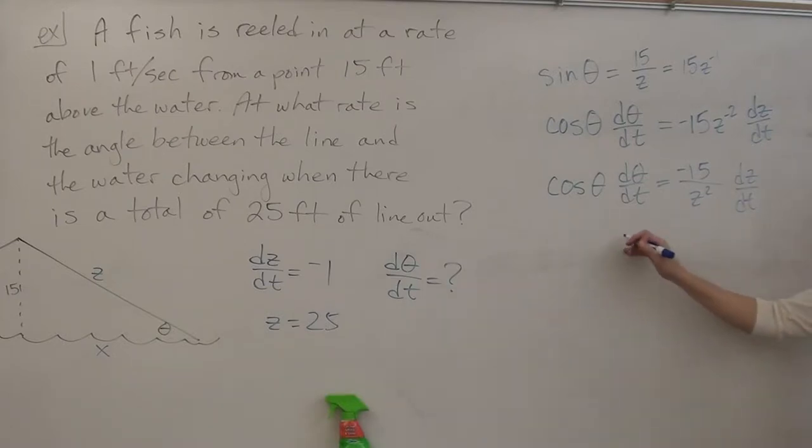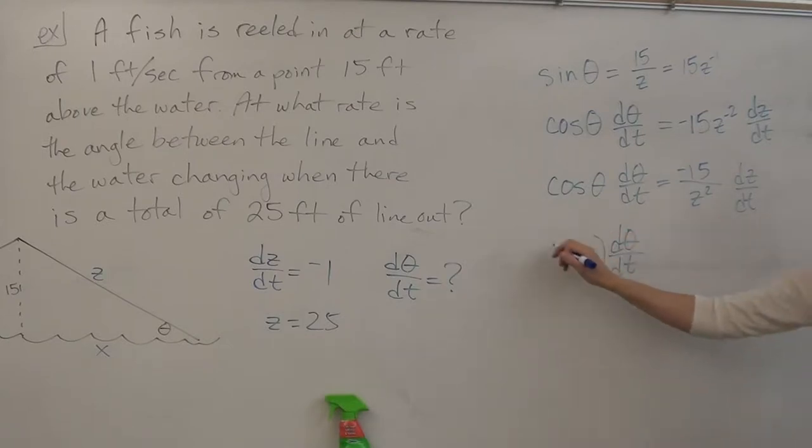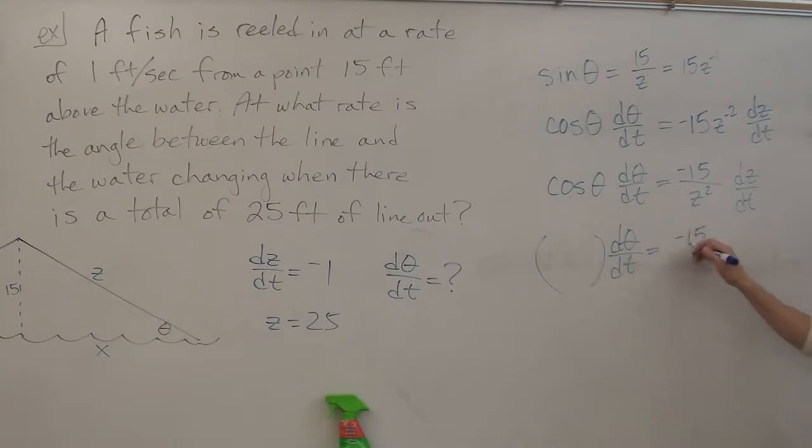All right, well, let's plug in what we know. I know z is 25, right? I'm going to write it as 25 times 25. And then I know dz dt is negative 1.